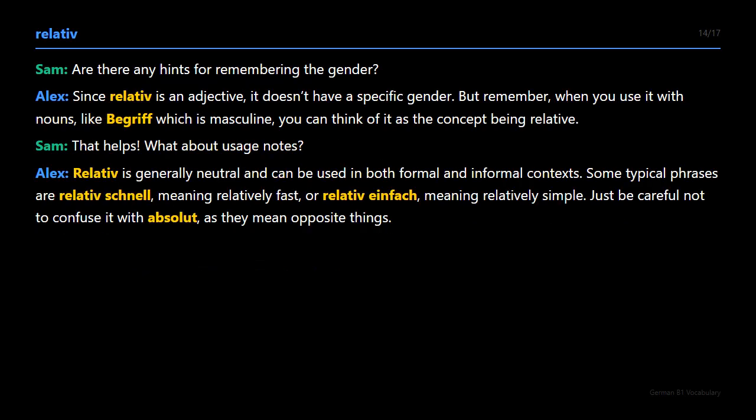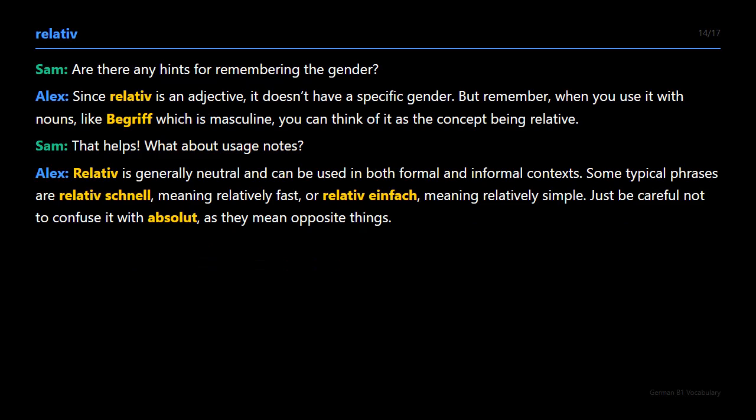Are there any hints for remembering the gender? Since relativ is an adjective, it doesn't have a specific gender. But remember, when you use it with nouns, like Begriff, which is masculine, you can think of it as the concept being relative. That helps. What about usage notes?